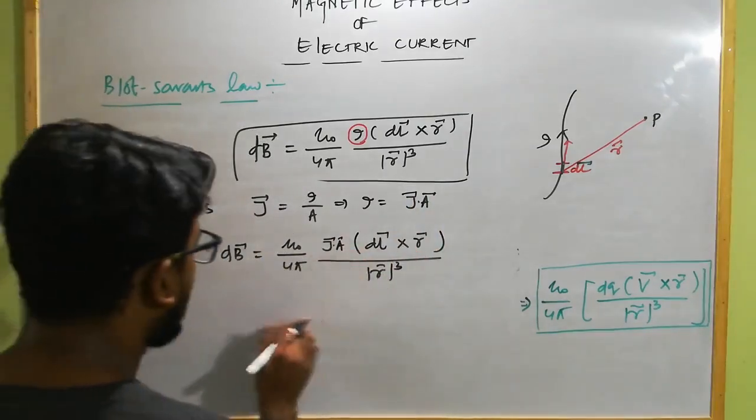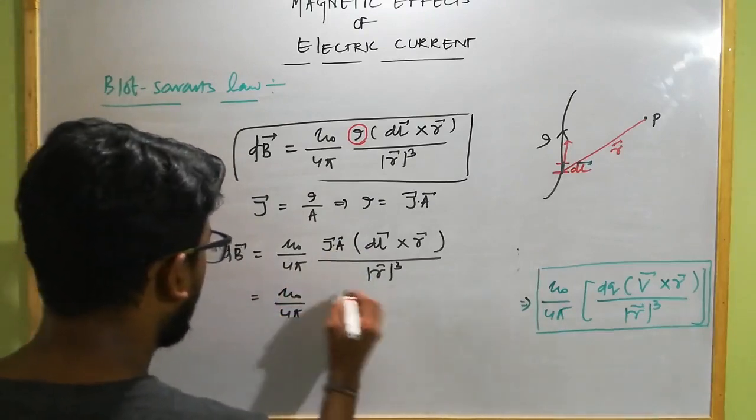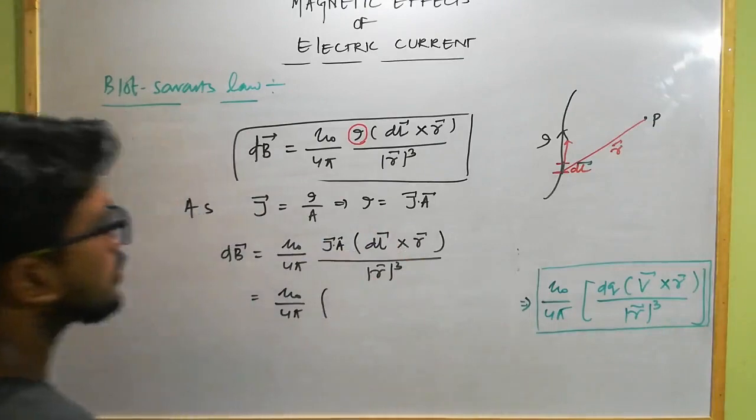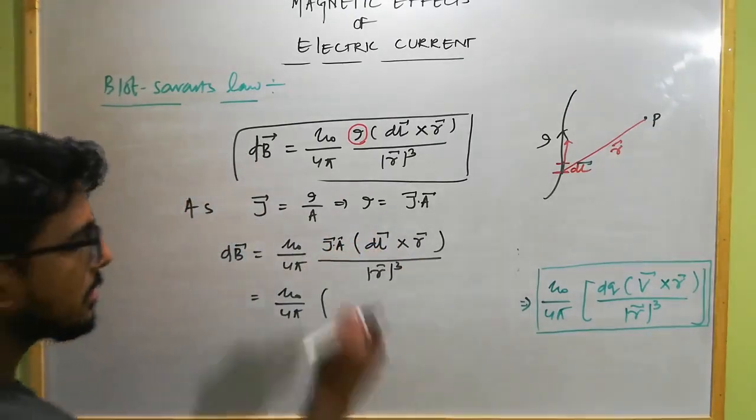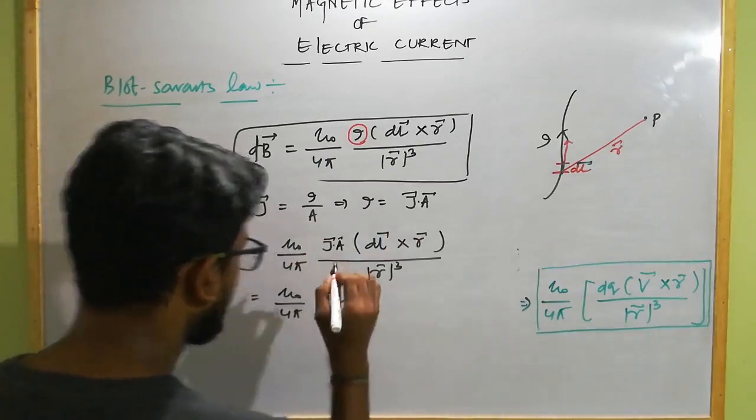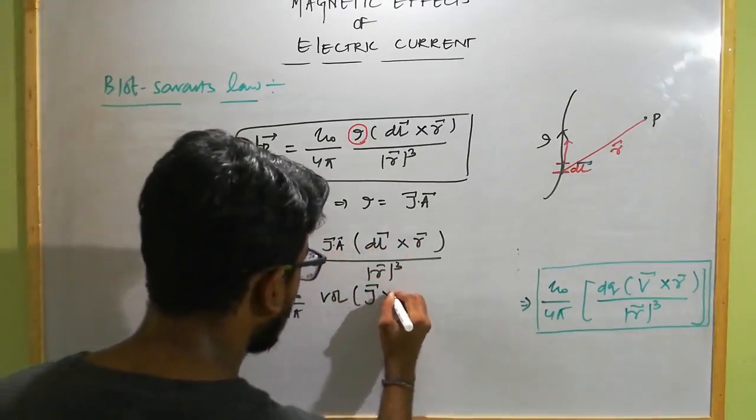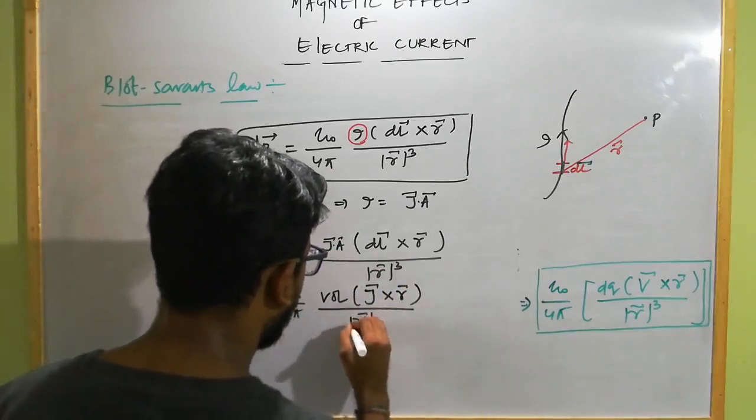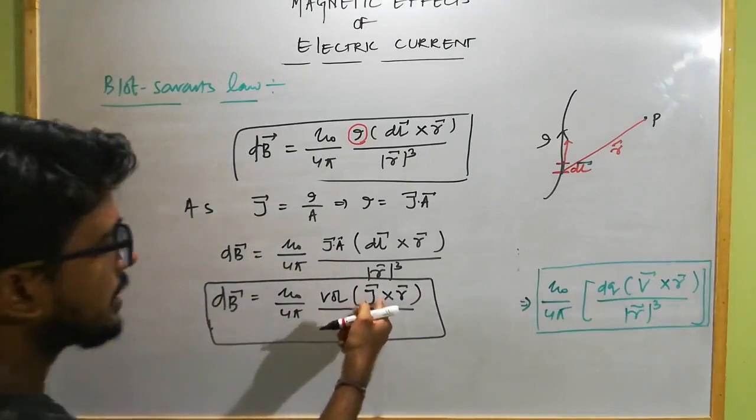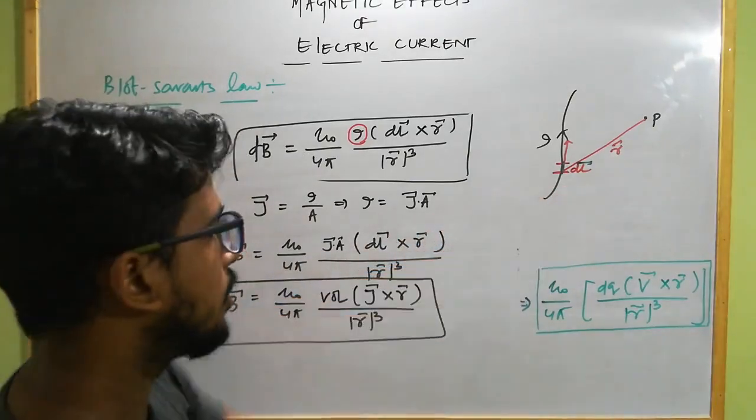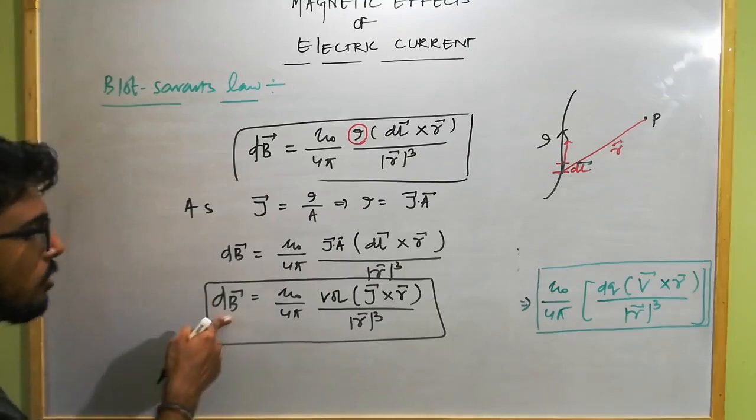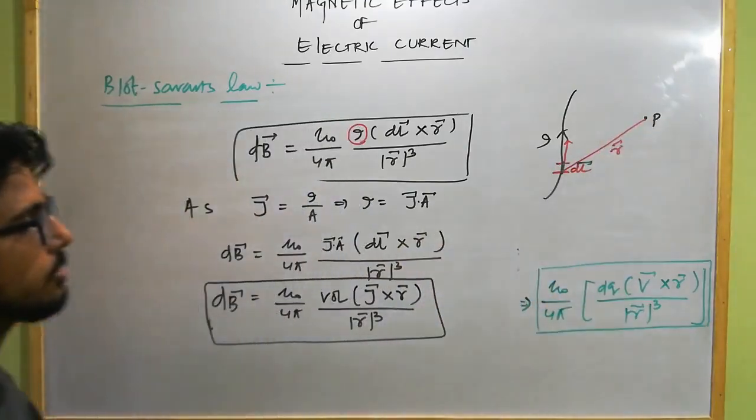Clear? So from this expression, by rearranging, we can write mu naught by 4 pi into A into dl. This is area into length, which will give us what? Volume. This is the area vector, this is the displacement vector dl, which together give us volume. So we can write this as volume, taking J within, J cross r divided by r vector mod cube. This is also an expression for the magnetic field strength, where J is the current density, that means the current flowing through the conductor per unit cross sectional area, and this is the volume of the current carrying conductor.